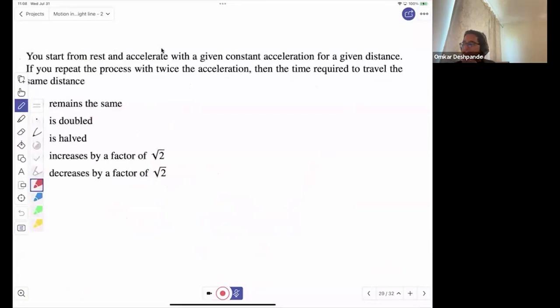You start from rest and you accelerate with a given constant acceleration for a given distance. Again, in a single direction, so no U-turns. Distance, same as displacement. If you repeat the process with twice the acceleration, then what will be the time required to travel the same distance?